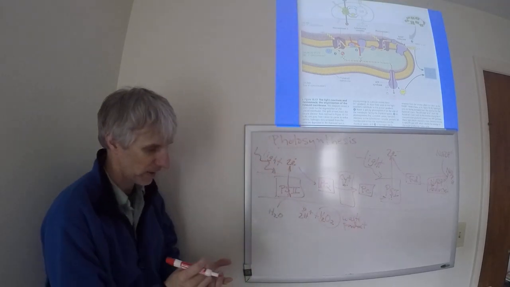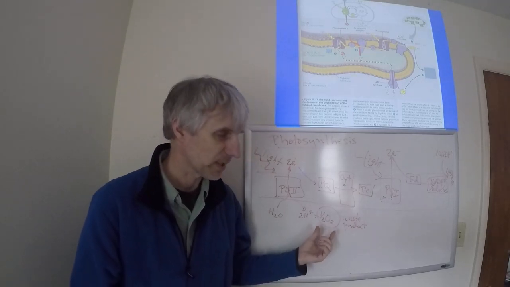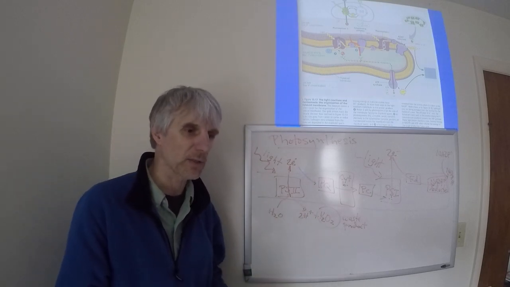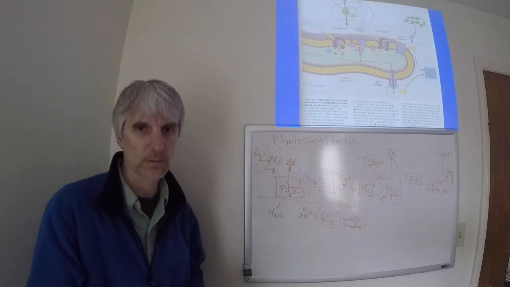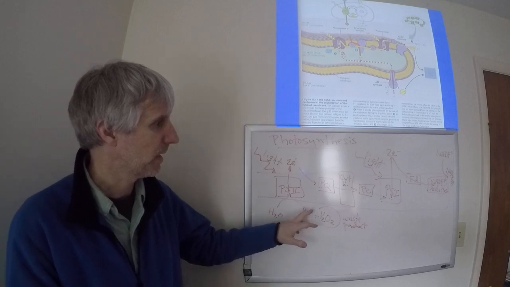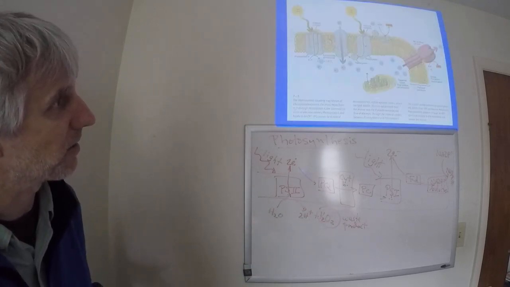That's a waste product of photosynthesis. And this oxygen is the oxygen that we breathe. So when we talk about plants giving off oxygen during photosynthesis, that's the stuff we're talking about. Okay? All right. Now let's look in this process a little more detail here.